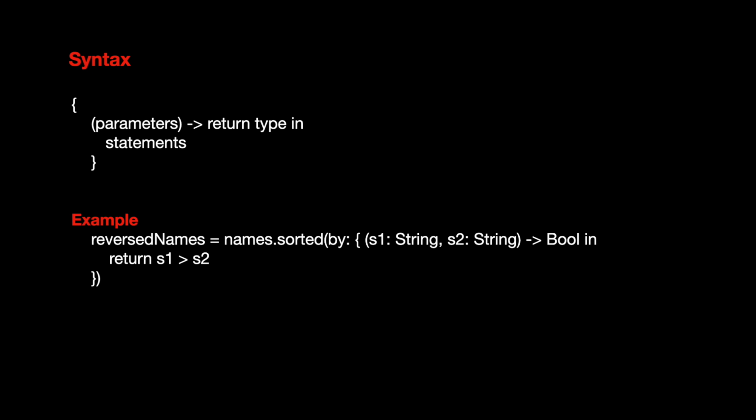Let us discuss the syntax of the closure. This is a simple syntax of a closure: curly braces with a parameter, a return type, and a statement. So, we write the parameter and the return type and the statement. An example is the sorted higher order function, where we are sorting the names array, and the names array has been sorted using the condition s1 is greater than s2. So this is a simple example of the closure.